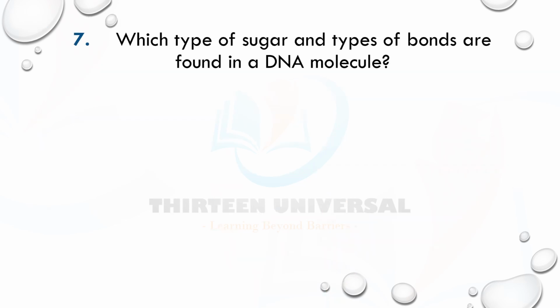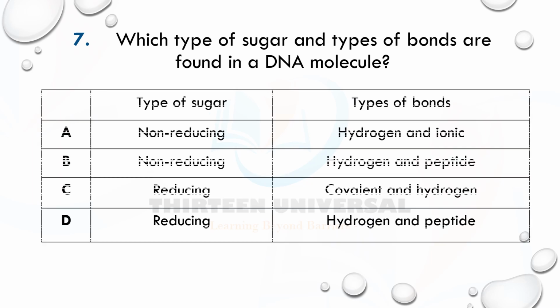Which types of sugar and types of bonds are found in a DNA molecule? Of course, pentose sugar. Pentose sugars are not non-reducing sugars; they are reducing sugars. So C and D are selected.